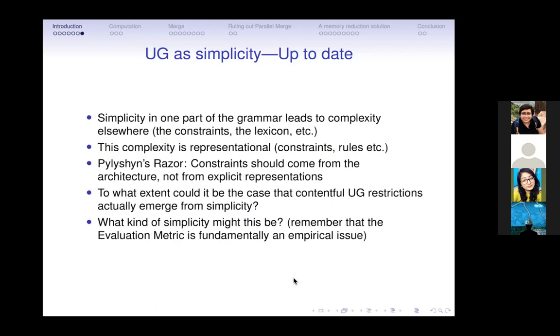Now, this could lead us to ask to what extent it might be the case that contentful restrictions on universal grammar could emerge from a simple system. So rather than stating them in this complex fashion, to what extent could all of these complex constraints emerge in some sense from simplicity? And if so, what kind of simplicity might this be? Okay, how might it connect to the notion of evaluation metric that was around at the very start of generative grammar? So this is kind of what the talk's about.